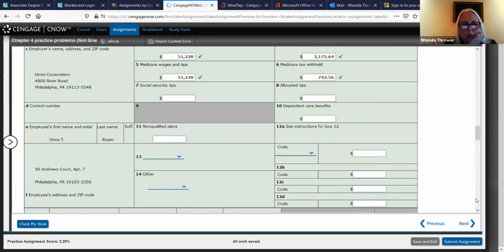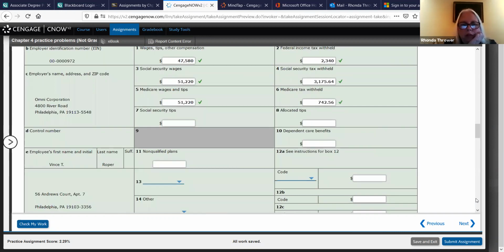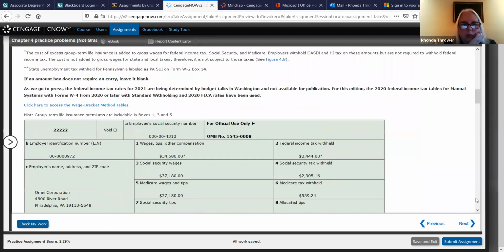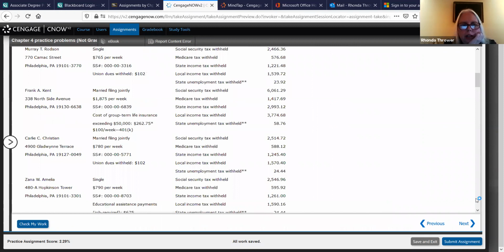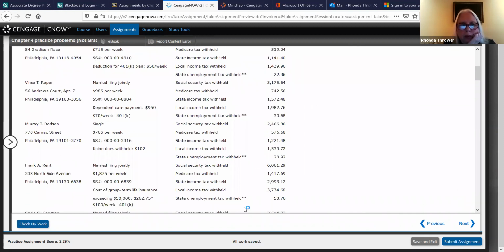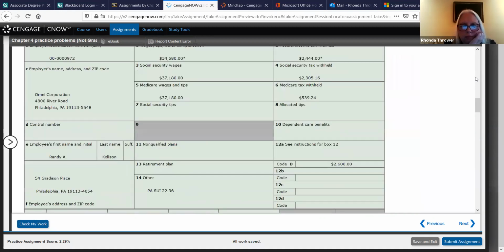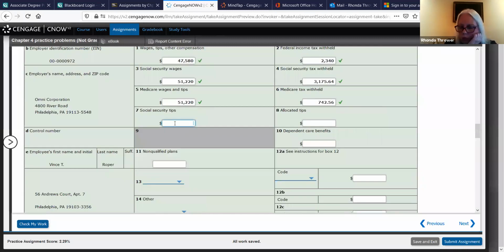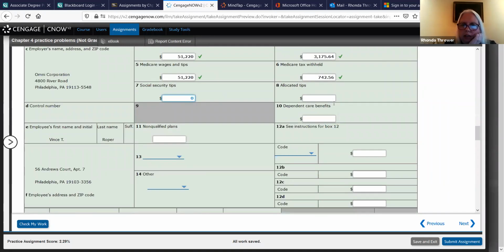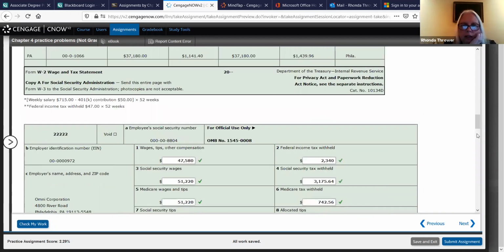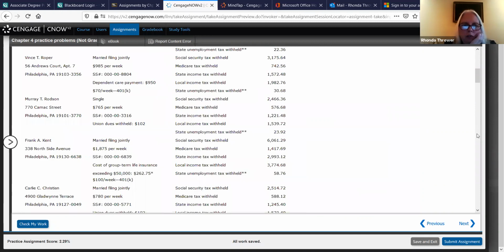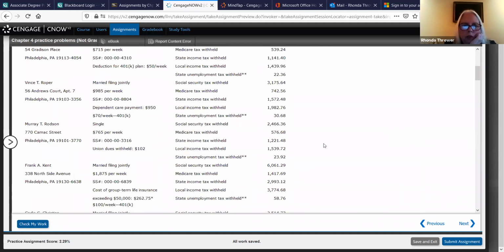And then we're ready to enter in box 7, which is Social Security tips. I don't remember anything about any Social Security tips being mentioned here, so I'm just going to put a 0 in there. And there wouldn't be any allocated tips either. And then we go to box 10, which is dependent care benefits. That will be in your information for Vince Roper. You can see he had a dependent care payment of $950.